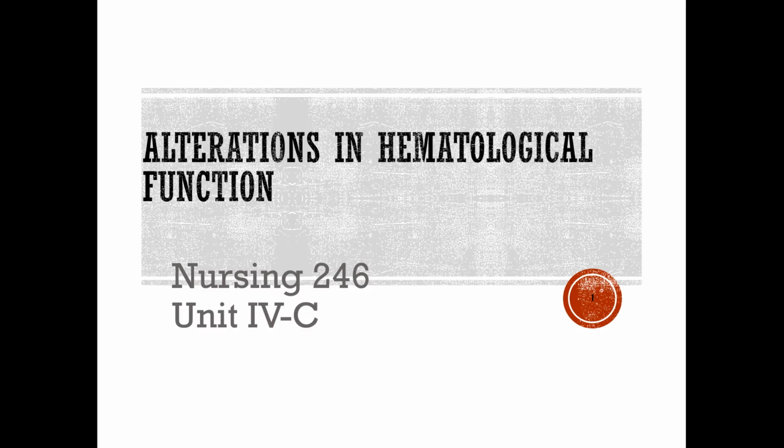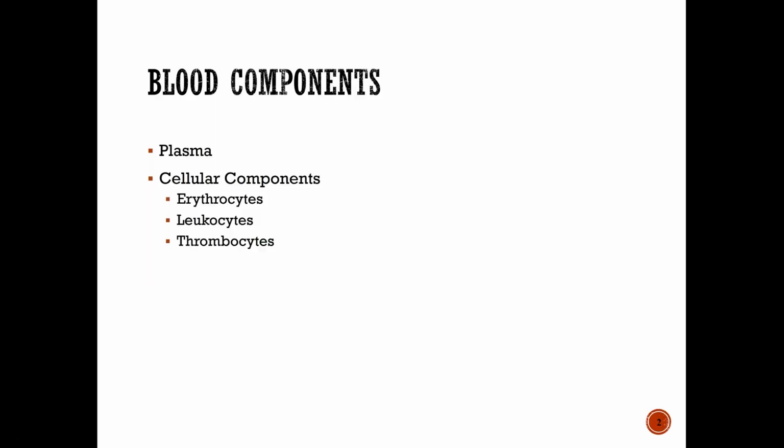This is lesson 4C, alterations in hematological function. So there are two parts of the blood. There is plasma, which is the fluid portion, and the cellular components, which are the formed elements. Erythrocytes are red blood cells. This is just a review from PathoPhys. You should know this, but again, just a little review.